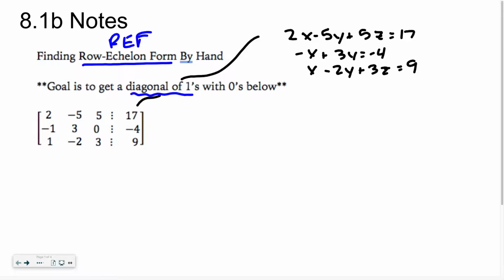I think row 3 looks good, right? Row 3 would be great for row echelon form if it were at the top of my matrix. So let's do a switch of rows, interchange 2 rows.